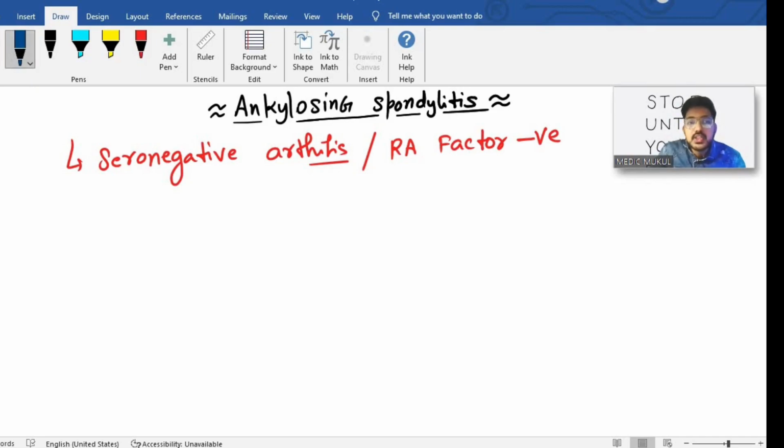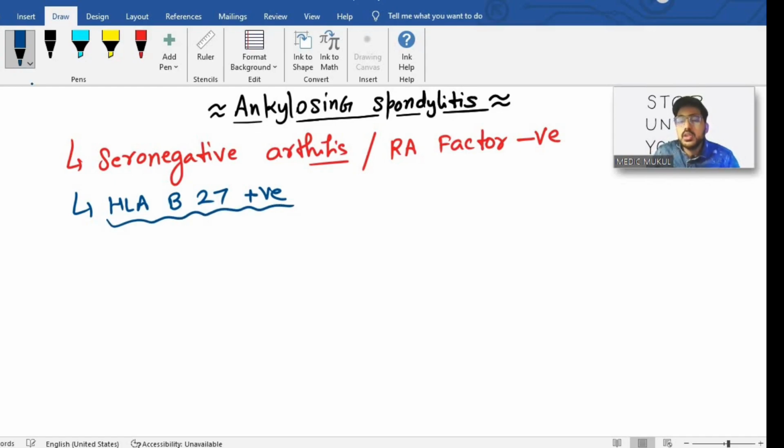So remember, it is a seronegative arthritis, rheumatoid factor negative, but HLA-B27 positive. That is the important key marker you need to remember, because this is the important keyword for all the questions. So that is HLA-B27 positive.